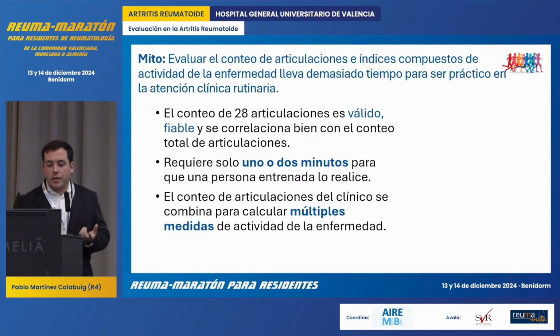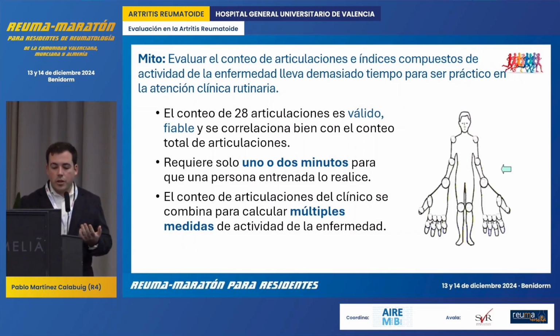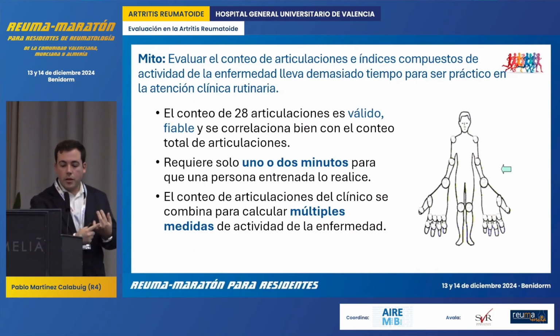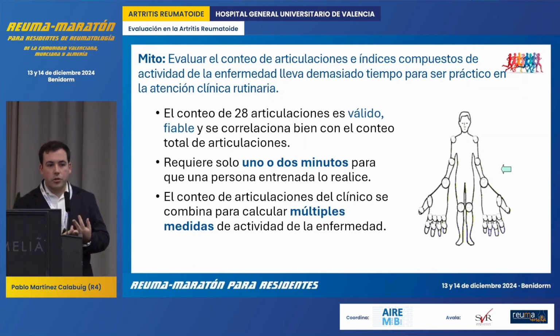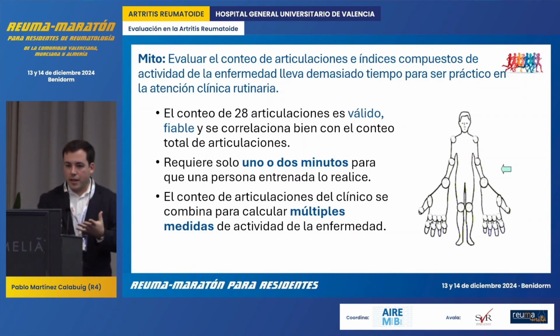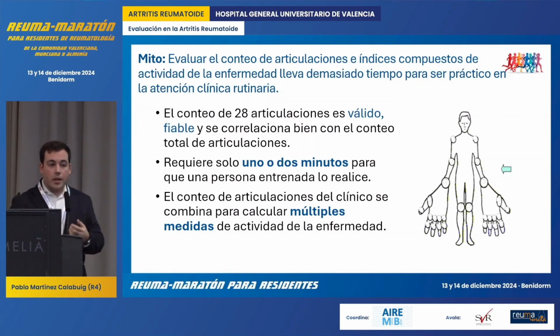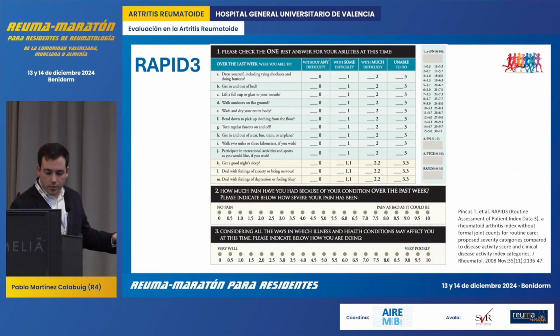Many of us have this myth that counting the 28 joints can be very tedious and that we don't have enough time during the consultation. But it has been proven that this 28 joint count is valid, reliable, and accurately reflects the disease activity in patients with rheumatoid arthritis. It only takes 1 or 2 minutes for someone who has already examined many hands. It only takes about 2 minutes to perform this assessment, and as you've already noticed, for the first 4 indices, just using the DAS28 count is enough to calculate all of them.